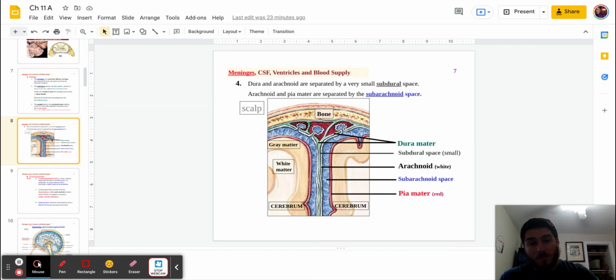So, 3 parts. Dura mater connects to the bone. Pia mater connects to the brain. And then the arachnoid mater in that subarachnoid space is going to connect the 2 of those maters together. It's like a sandwich. All right? And then allow cerebrospinal fluid to flow within there.